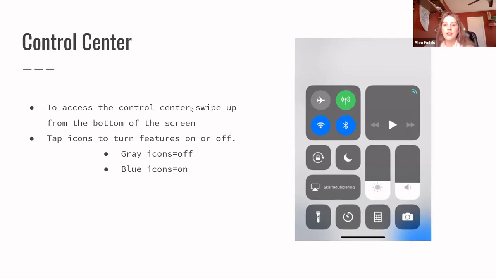So next we have the control center. Now the control center is your best friend, honestly. It has all of your settings information, just the basic settings information, I should say, right there at your control center. So to access your control center, you're going to swipe from the very top of your screen all the way down to the bottom of your screen.